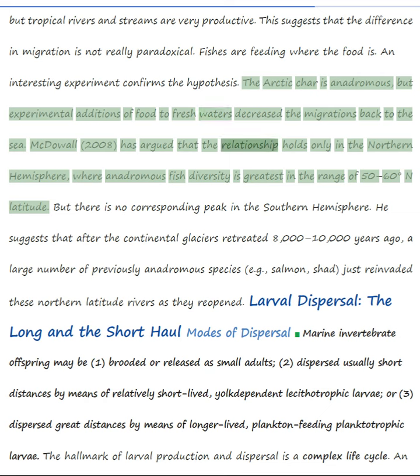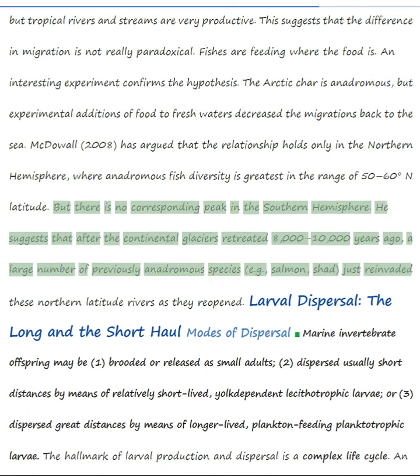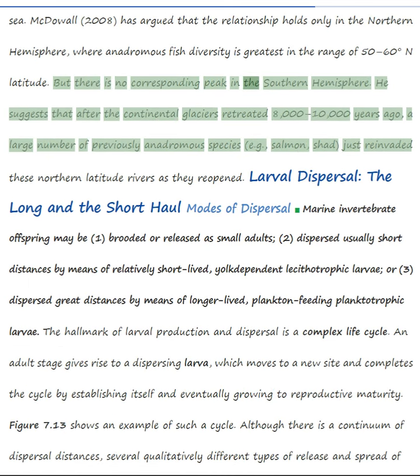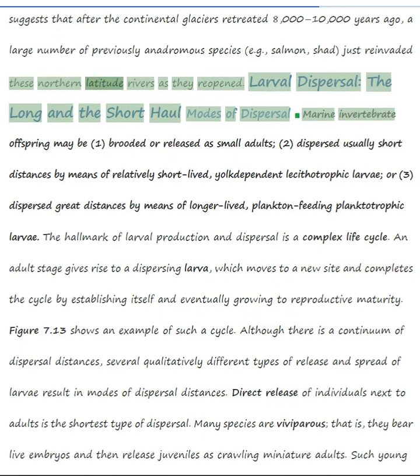McDowell has argued that the relationship holds only in the northern hemisphere, where anadromous fish diversity is greatest in the range of 50-60 degrees north latitude. But there is no corresponding peak in the southern hemisphere. He suggests that after the continental glaciers retreated 8,000-10,000 years ago, a large number of previously anadromous species just reinvaded these northern latitude rivers as they reopened.